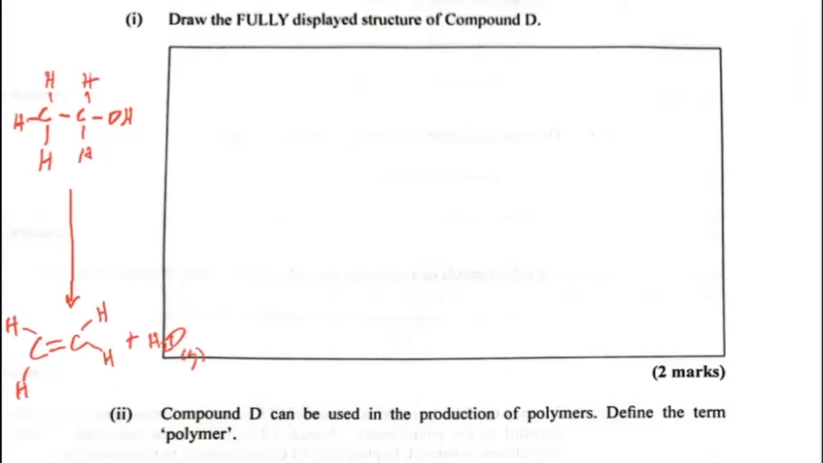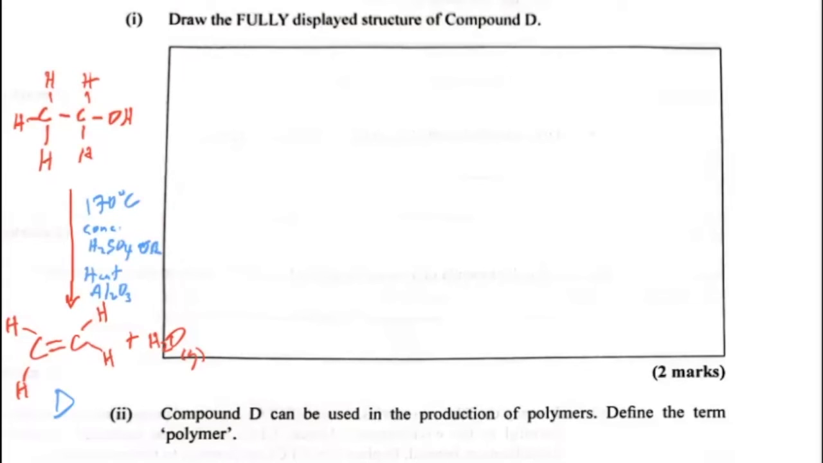Of course, I'm going to put the conditions. So we could do 170 degrees Celsius with excess concentrated sulfuric acid, or heat it with alumina, heat it to about 300 degrees Celsius. So those are the conditions that we would use, and that would give us our compound D.